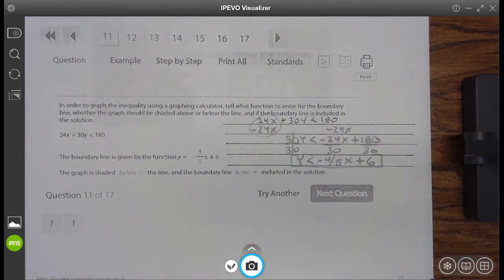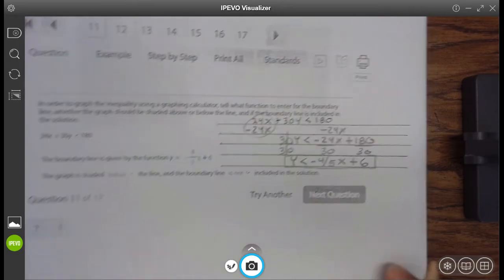The boundary line is given by the function y equals negative 4/5 x plus 6. The graph is shaded below the line, and the boundary line is not included in the solution. All right, let's take a look at the next example.